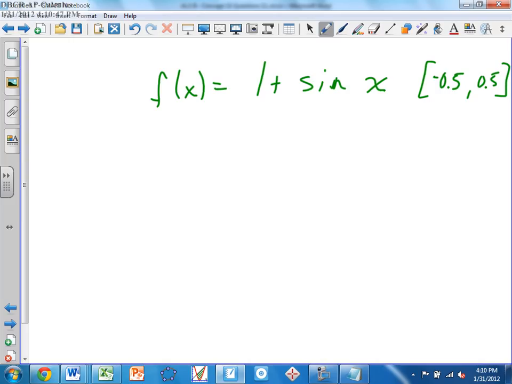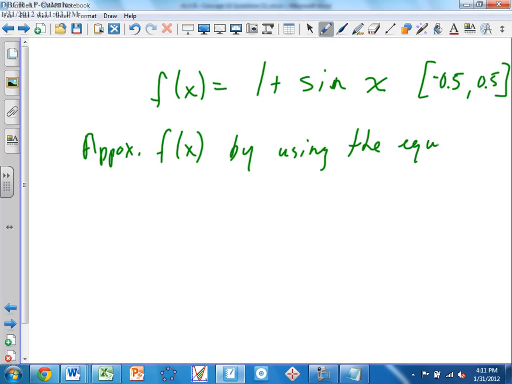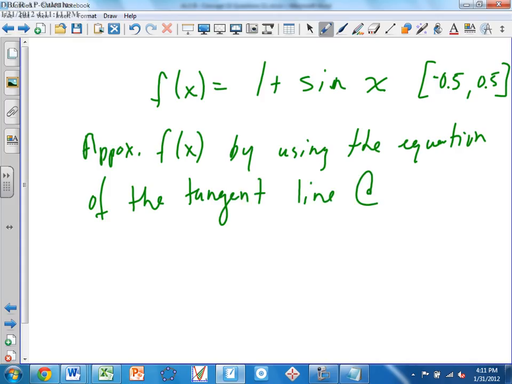We can approximate this by taking the derivative at a point, just like we've done many times before. So what you want to do here is approximate f of x by using the equation of the tangent line at x equals 0. Why am I choosing x equals 0 here?